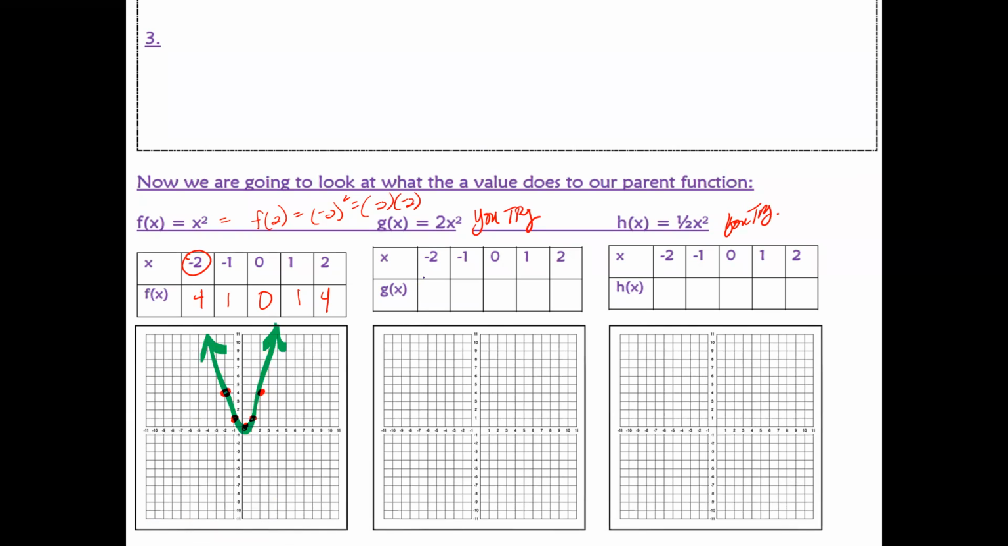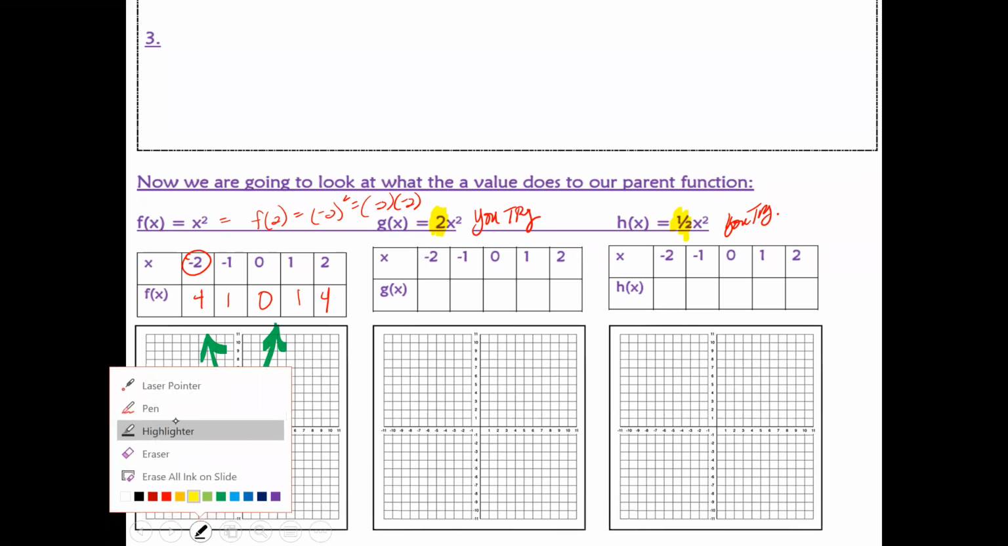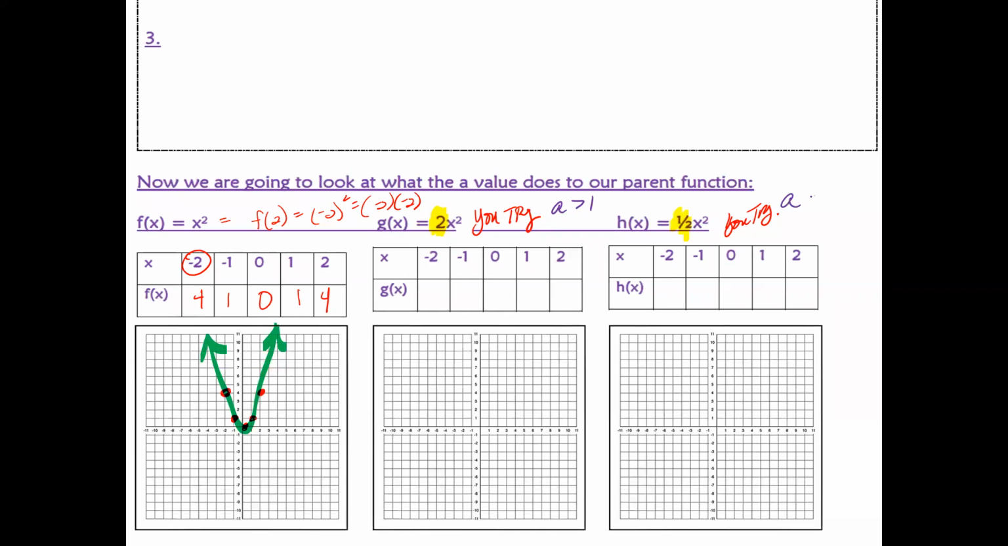Okay, let's take a look at the second one here. Notice the difference between the second equation and the third one. The second one has an a value of 2, and the third one has an a value of 1/2. So one a is bigger than 1, and the other a is smaller than 1. I wonder, how is that going to change the size and shape of the parabola? Well, let's give it a try. If it's -2, g of -2 is 2 times -2 squared, which is 2 times -2 times -2, which gives you 8.